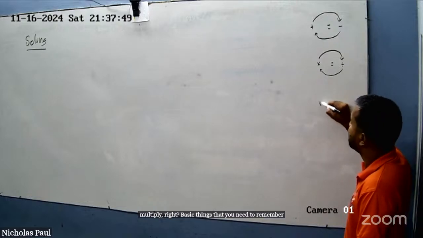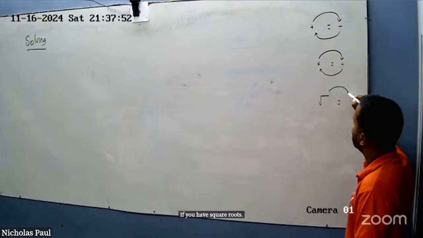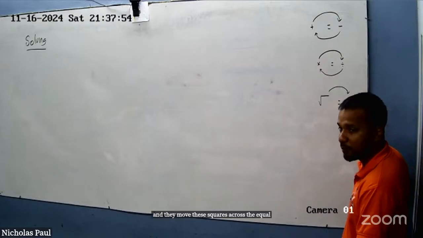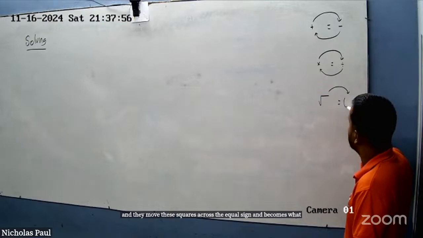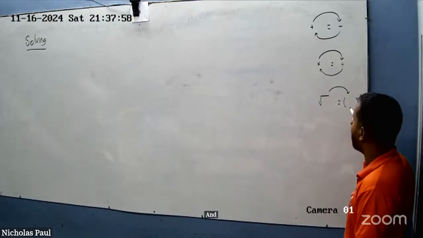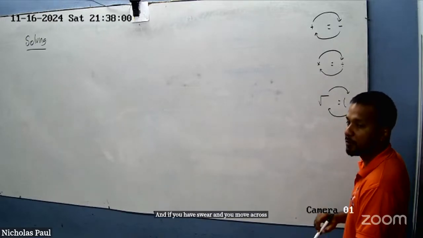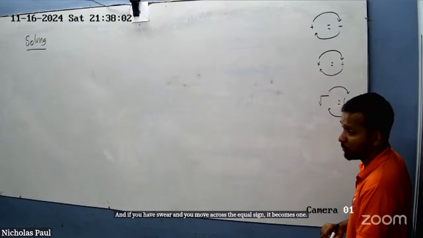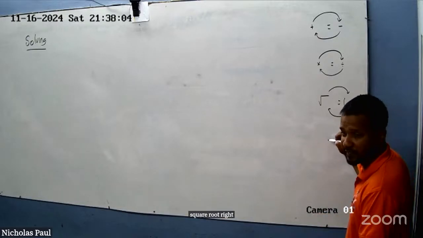And the other way around as well. If I have a multiply and it goes across the equal sign, it becomes what? Divide. If you have a divide and it moves across the equal sign, it becomes multiply. Basic things that you need to remember. If you have square roots and you move this square root across the equal sign, it becomes what? Square. And if you have a square and you move across the equal sign, it becomes a square root. So just some simple things here to remember.